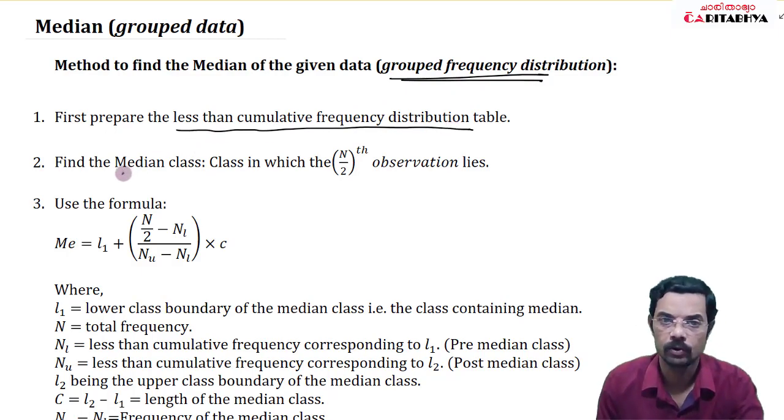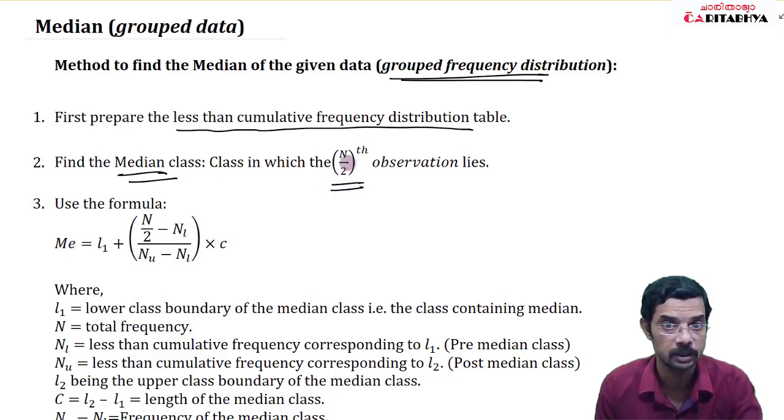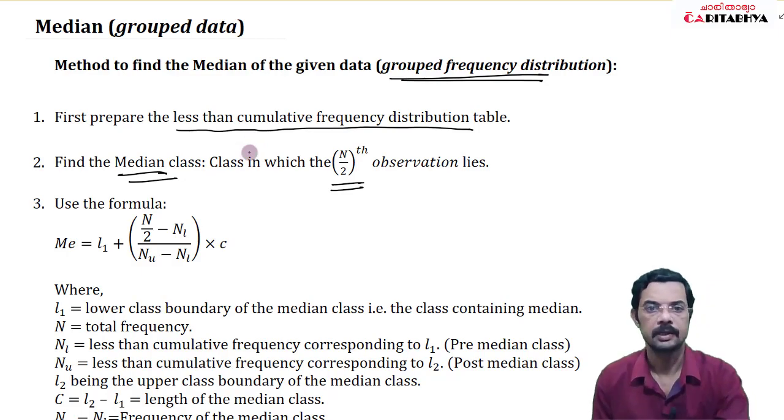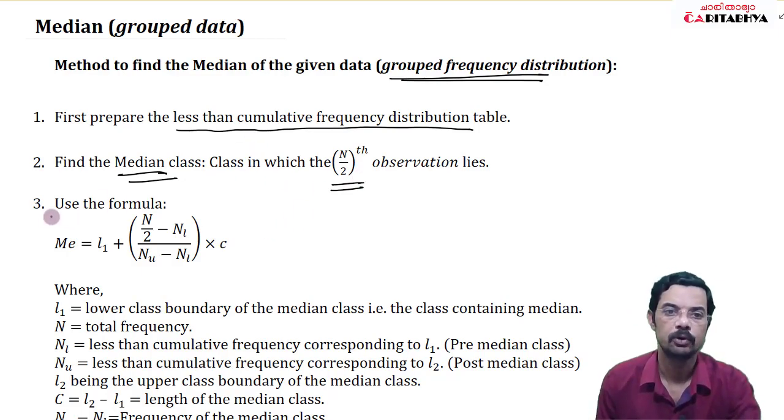Next, we will identify the median class. How to identify the median class? The median class will be the class which contains the n by 2th observation. n by 2 is a position. So the n by 2th observation is contained in a class and that class will be considered the median class. And then we will find certain values and put them into this formula. ME is equal to L1 plus (n by 2 minus NL) divided by (NU minus NL), into C, where this n by 2 is clear. The total number of observations divided by 2 is n by 2.